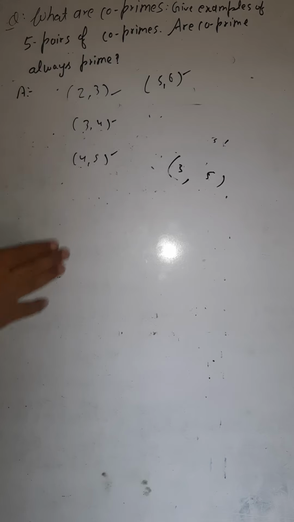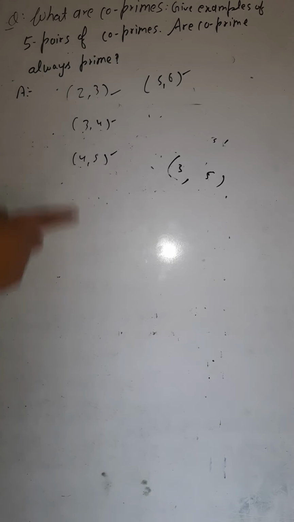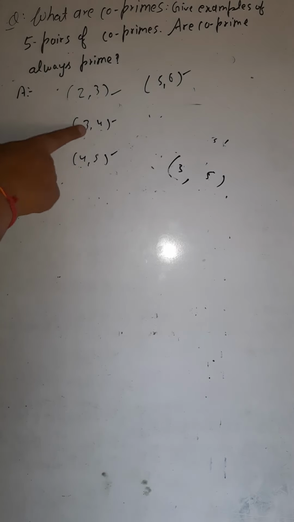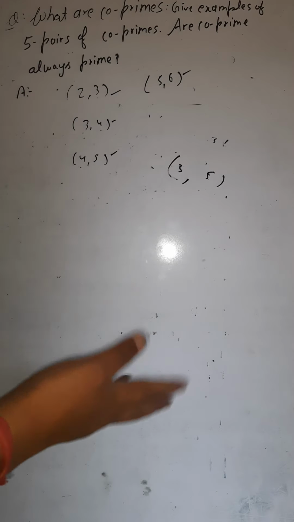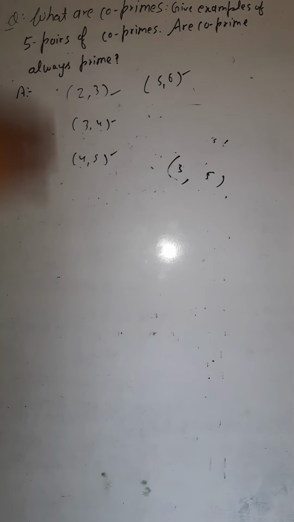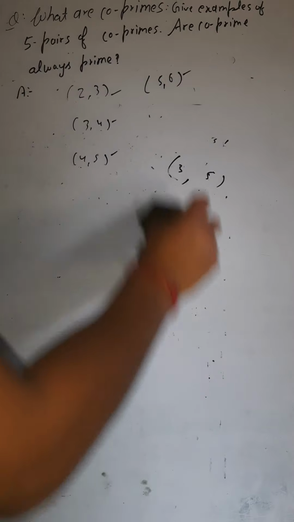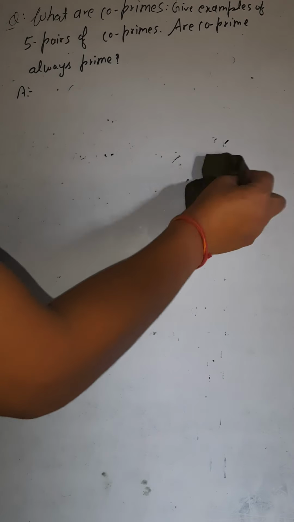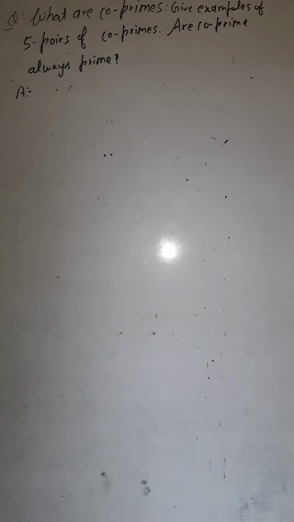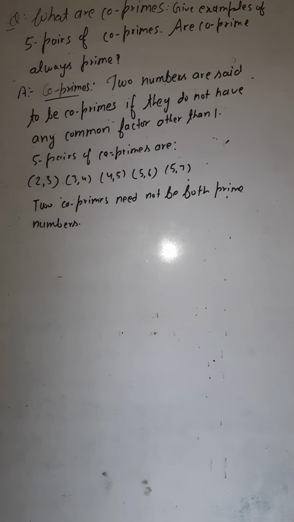So the condition is that both the numbers can be prime, or one number can be even and one odd. But both the numbers cannot be even. This is the condition for co-primes. Now we would write the definition of co-primes.